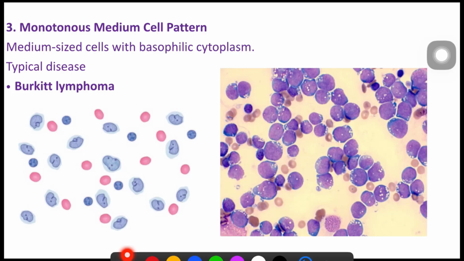So, medium cell pattern, which is medium sized cells with basophilic cytoplasm, and the typical disease in medium size is Burkitt lymphoma. So, here you can identify this is RBC and you compare the nucleus of this medium cell. So, this is 1.5 to 2 times larger, and here in Burkitt's lymphoma there is cleaved nuclei. So, here you can identify these are the medium sized cells having blue cytoplasm with vacuolization. So, this is the Burkitt lymphoma.